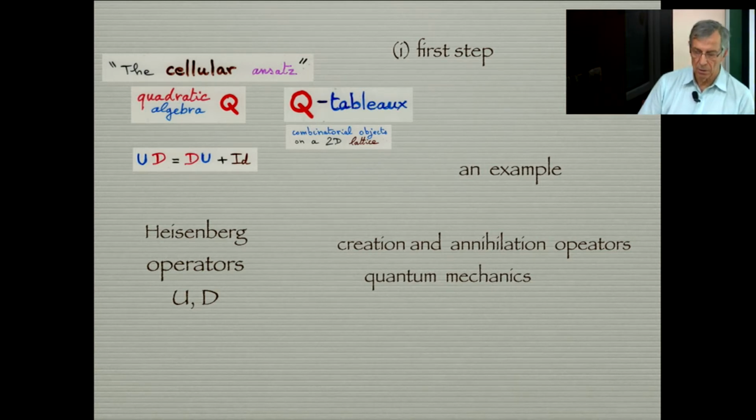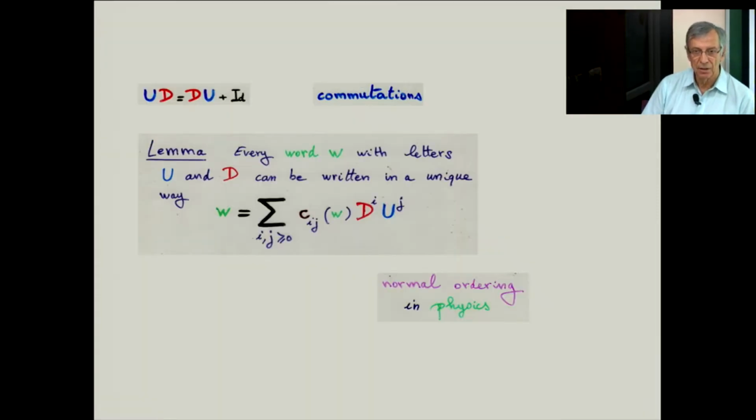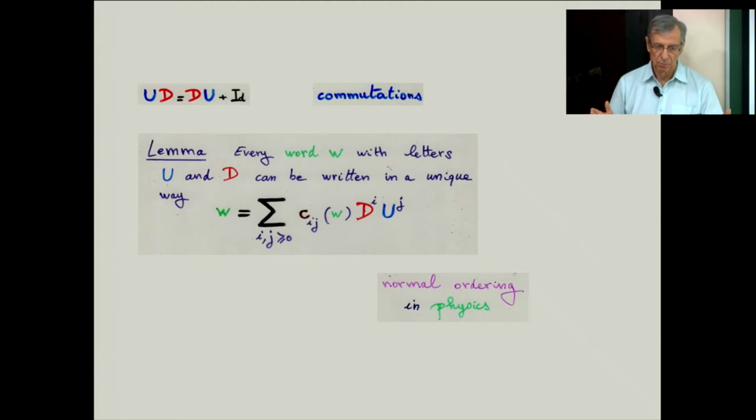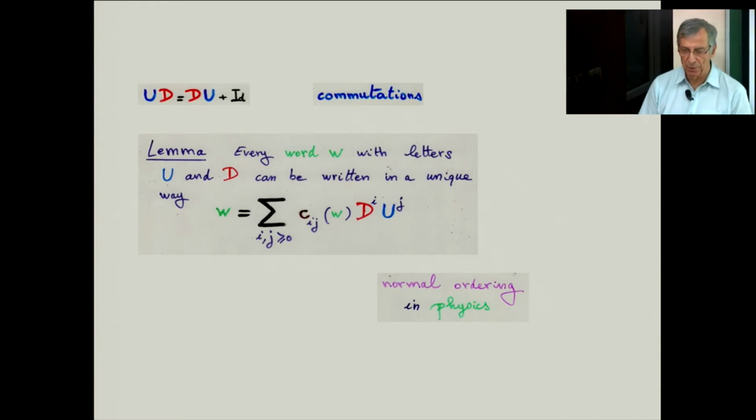And it is well known that if you take this commutation relation, then any word in U and D can be expanded in a unique way as a polynomial where all the D are on the left, all the U are on the right. So you can write it in a unique way as a sum of D to the power i, U to the power j, like this. There is a certain coefficient which depends on the word w and the indices i and j. So this is very classical in physics. They call it a normal ordering.